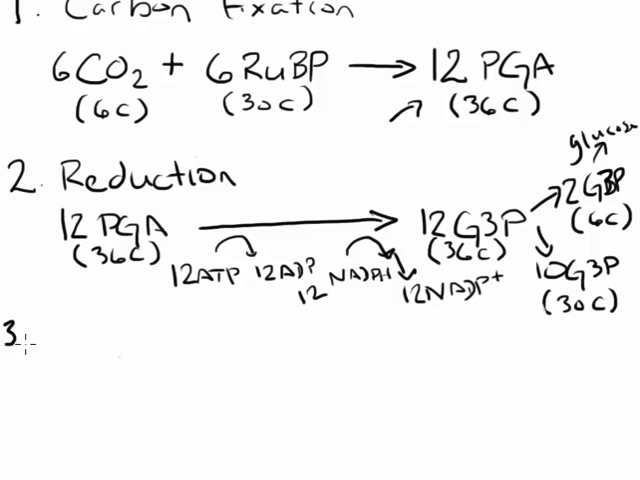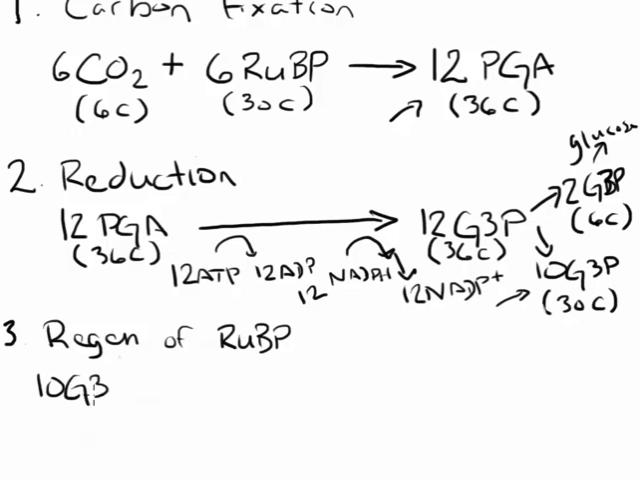So our next step is regeneration. I'll just say regen. Regeneration of what, right? So it's of the RUBP. We're going to need that to go back to carbon fixation. And so where do we get it from? We're going to regenerate it using these G3Ps. So we got our 10 G3Ps. That's 30 carbons that we're accounting for.